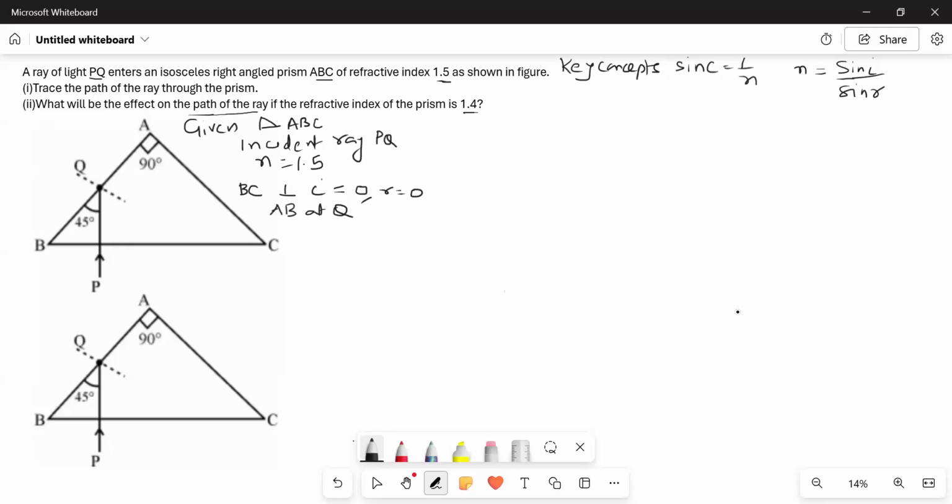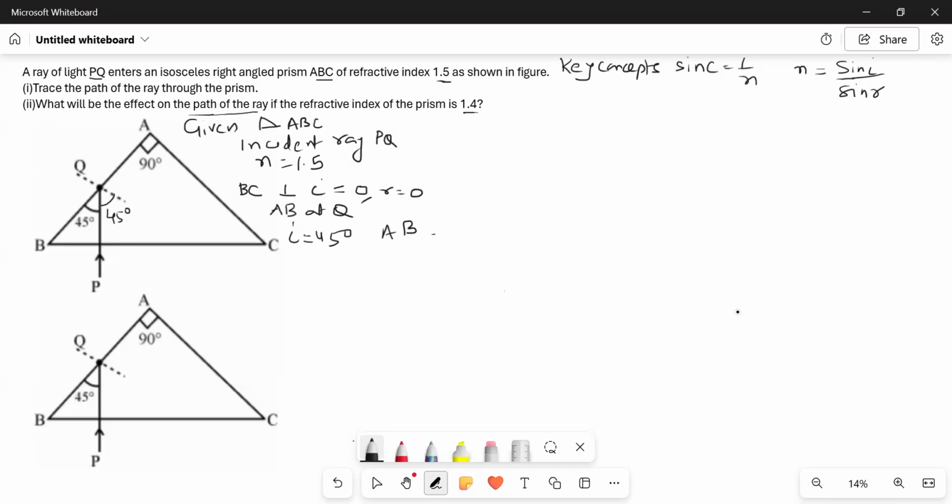Now at Q, it is making an angle of 45 degrees with the surface AB. Since the dotted line shown here is normal to AB, this angle will also be 45 degrees, and this is the angle of incidence on this surface. The angle between the incident ray and the normal is the angle of incidence, that is 45 degrees on surface AB.